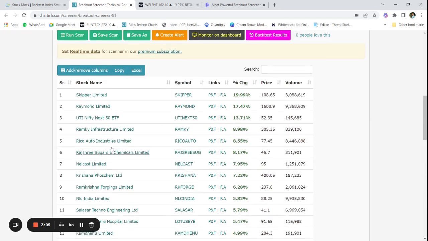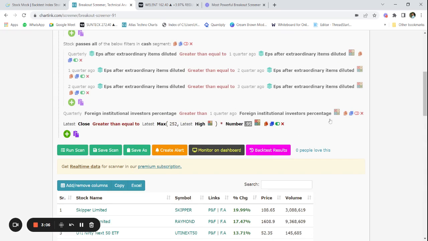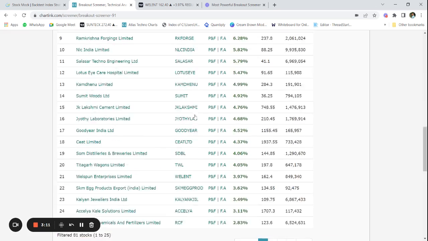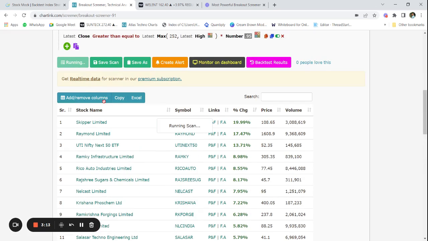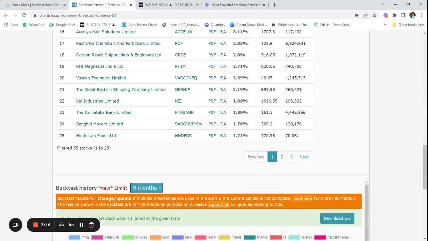This is why we are applying the additional filter where I'm looking for institutional activity. As soon as I have enabled this and I run this scan again, from 81 I can see there are only 55 stocks. Okay, so from 81 I have got only 55 stocks.